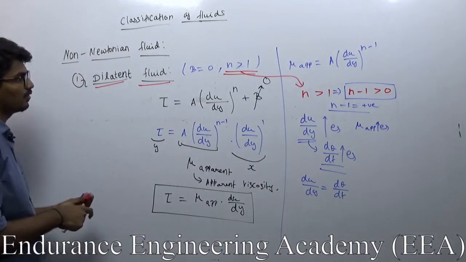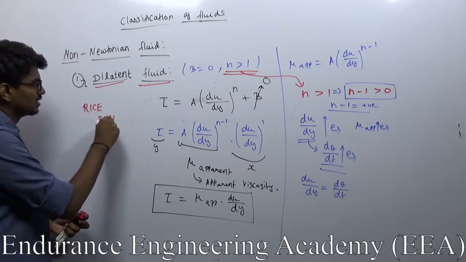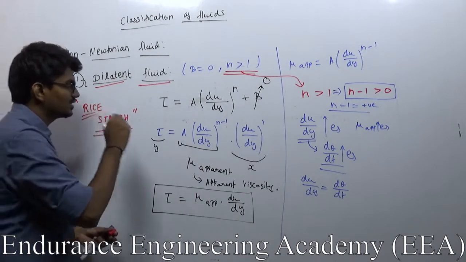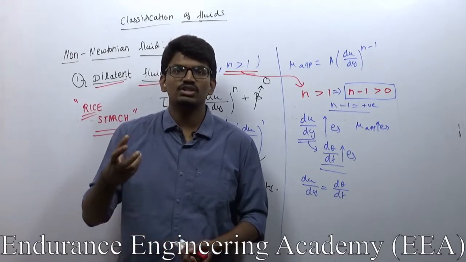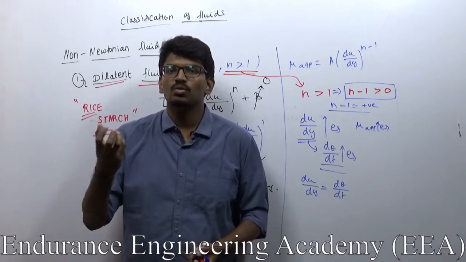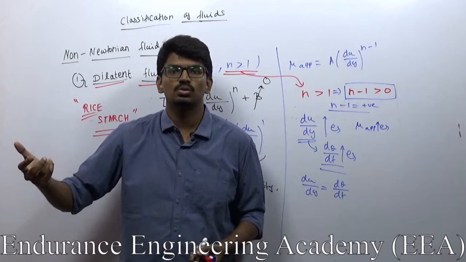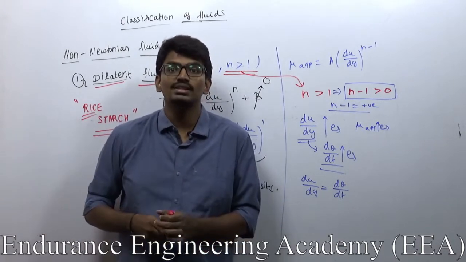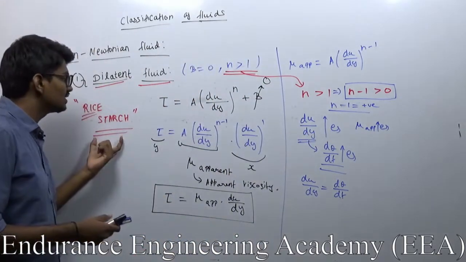Take an example of rice starch. I guess everyone knows this. Rice starch is nothing but the white color liquid which you will get after cooking the rice. Finally, after cooking the rice, you will be having two products. One will be the cooked rice. Another one will be the white color liquid, and that white color liquid is nothing but this rice starch.